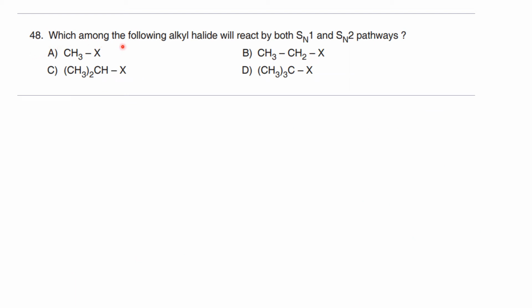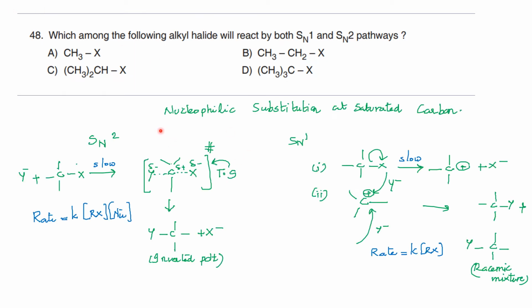The third question is about substitution reactions in saturated systems, that is the SN1 and SN2 pathways. That is, which of the compounds given in the different options will undergo reaction by both SN1 and SN2 pathways. So for that we have to have a small idea regarding the SN1 and SN2 pathways, about which we had a discussion, I think. So when you look at nucleophilic substitution at saturated carbon, two mechanisms are actually possible, SN2 and SN1. S and N stand for substitution and nucleophilic.